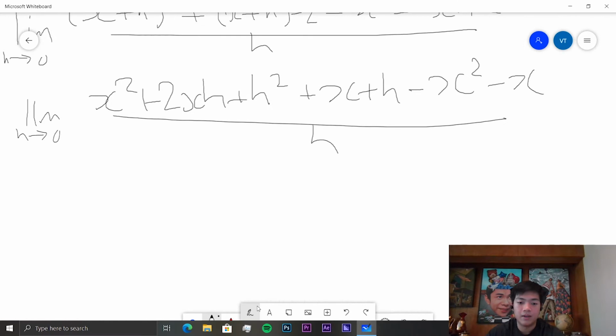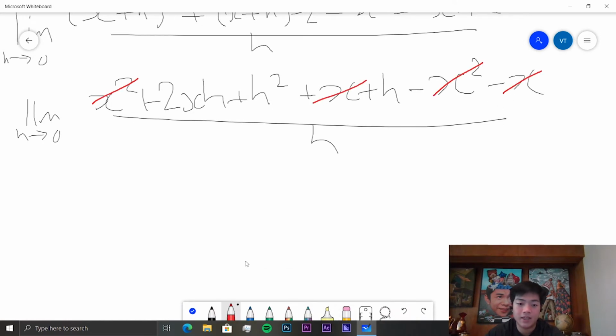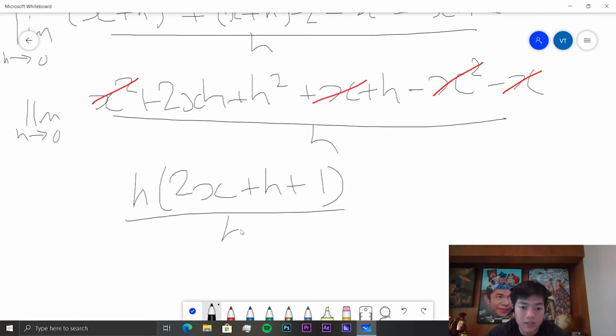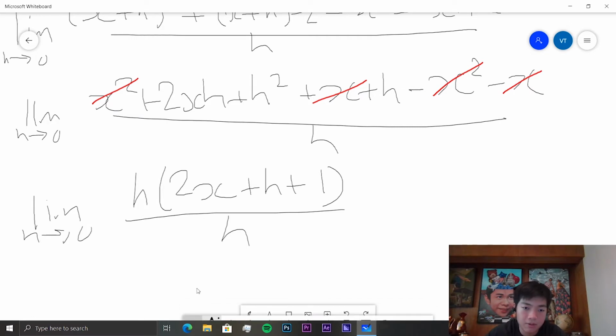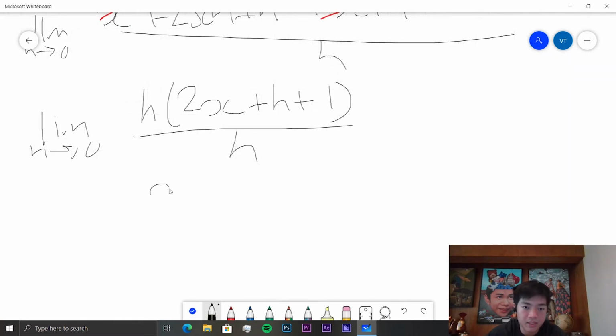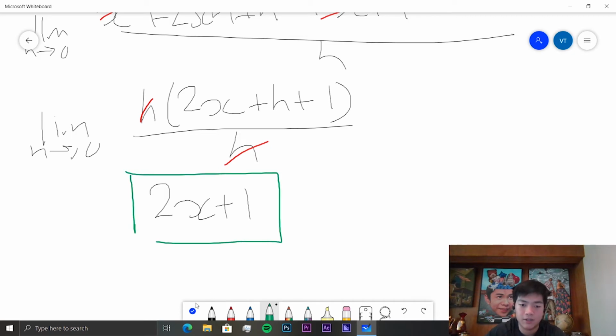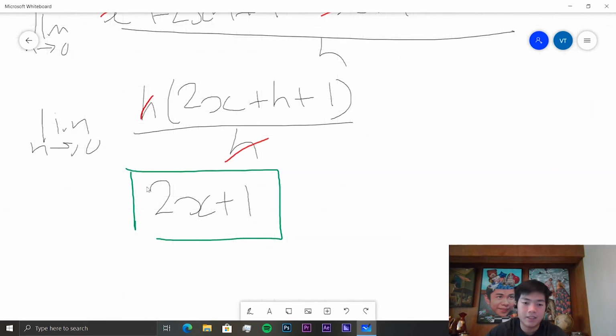So, if we cross these out, cross those out, then we're left with, factor h out, h times 2x plus h plus 1, all over h. And so the limit as this tends to 0 will simply be 2x plus 1, since h over h cancels out, and this h will tend to 0. So the derivative is 2x plus 1. So that is the derivative of the equation.